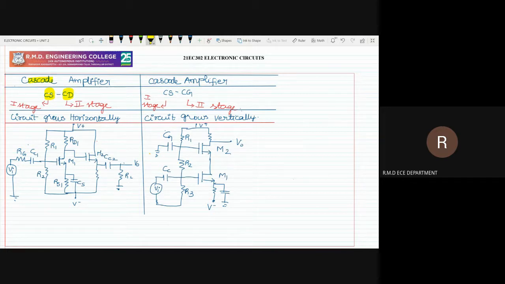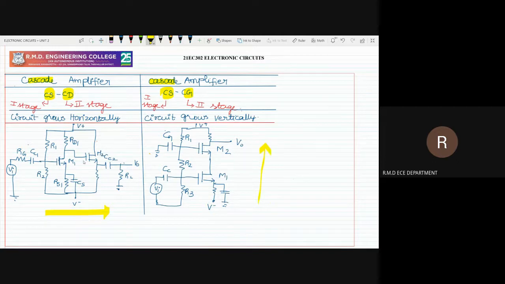And in the case of cascode, your first stage will be the common source and your second stage will be the common gate. This is for MOSFET. If it is BJT, your common emitter will be in the first stage and common base will be in the second stage. So for the cascade configuration, your circuit has to be drawn horizontally, and for the cascode amplifier, your transistors will be drawn vertically.